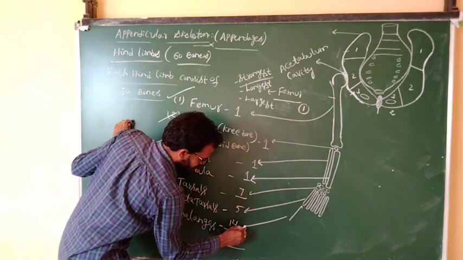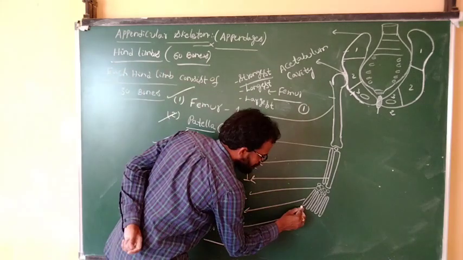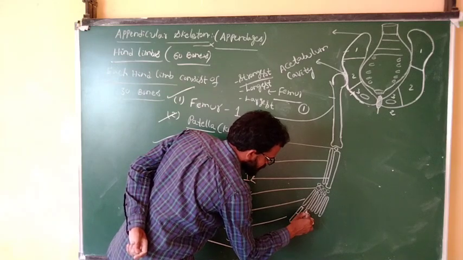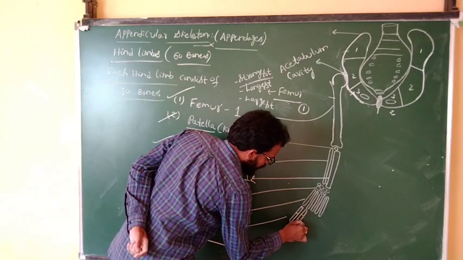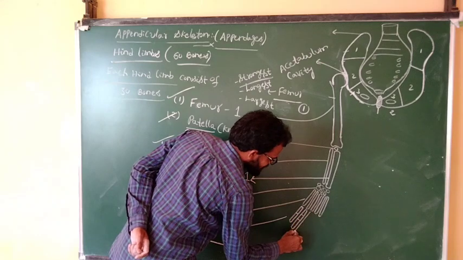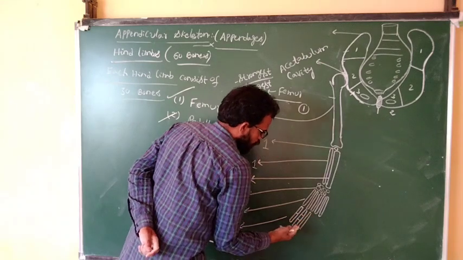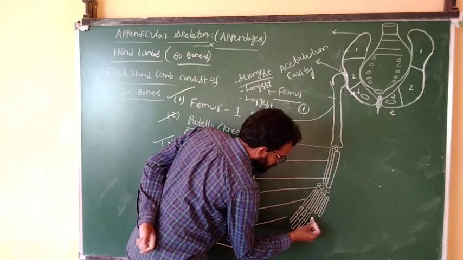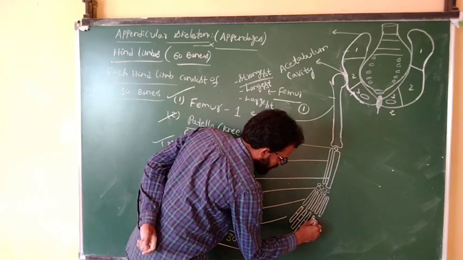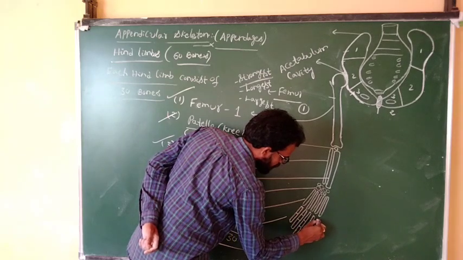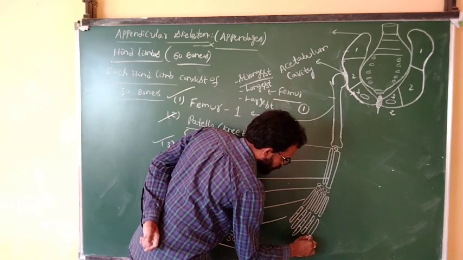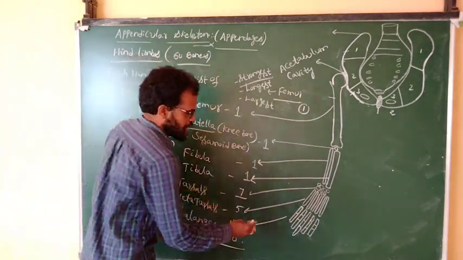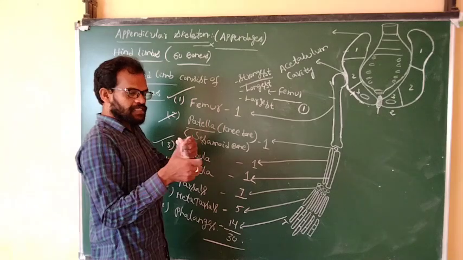There are 14 phalanges. How many phalanges are present? 14 phalanges. Okay, 14 phalanges. The first is nothing but the thumb finger.